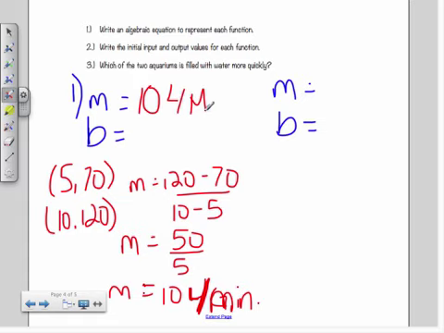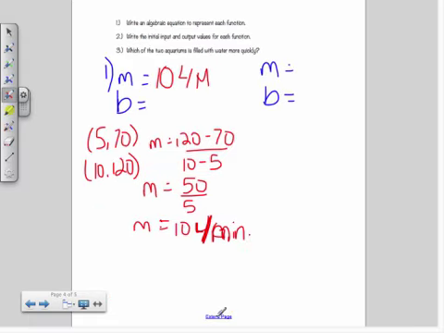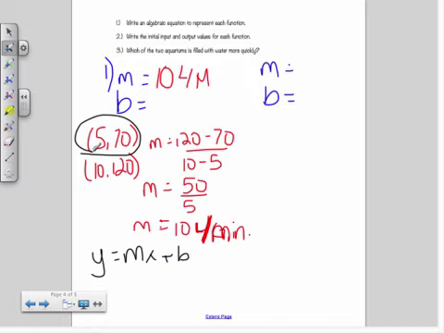Now, all I need to do is figure out what my y-intercept is. So I'm going to use y equals mx plus b. And I know one of my coordinates, and I also know my slope. So I'm going to plug this information in. So I'm going to say 70 equals 10 times 5, because 70 is your y, 10 is your m, and x is your 5, plus b.